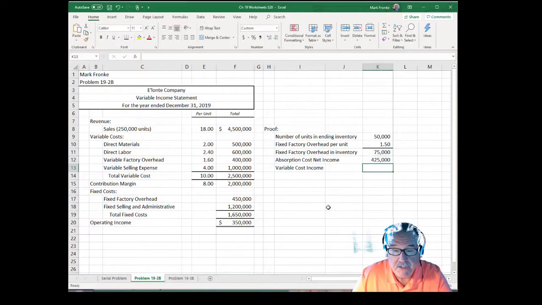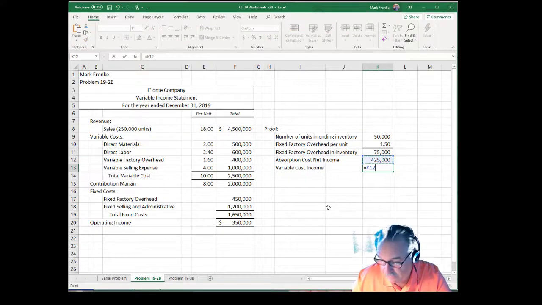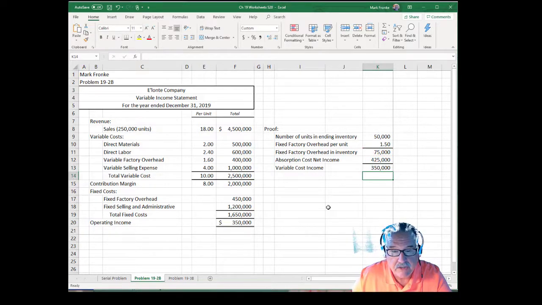The absorption income statement in the book was $425,000, and when we subtract the fixed factory overhead in ending inventory, we get our variable cost income, which matches what we calculated in our variable income statement. Problem 19-2B. We're illustrating that the difference between absorption cost net income and variable cost net income is the amount of fixed factory overhead in ending inventory.